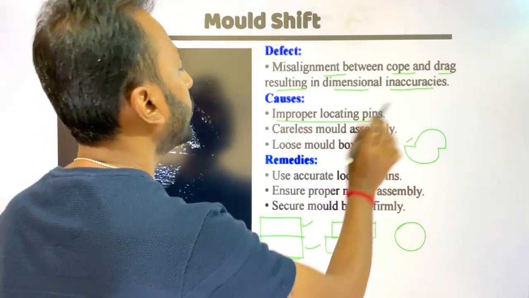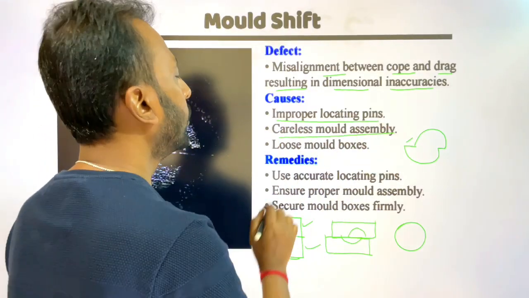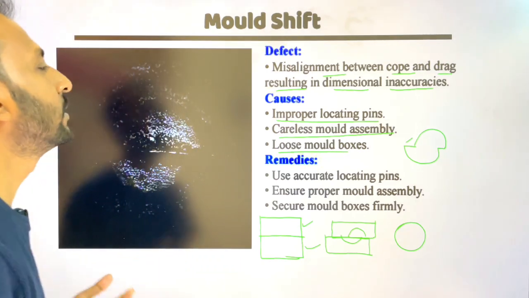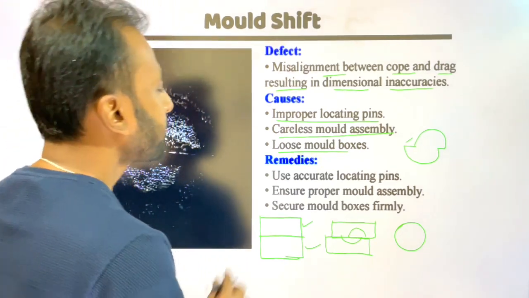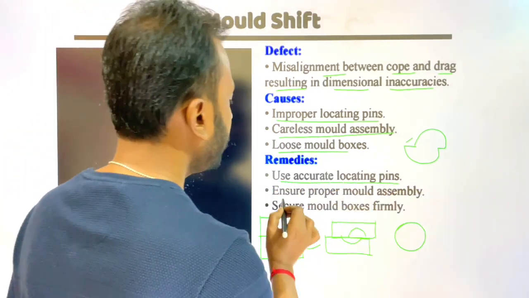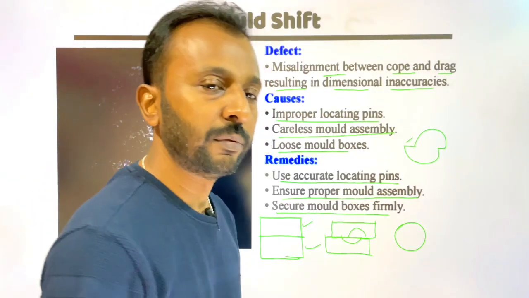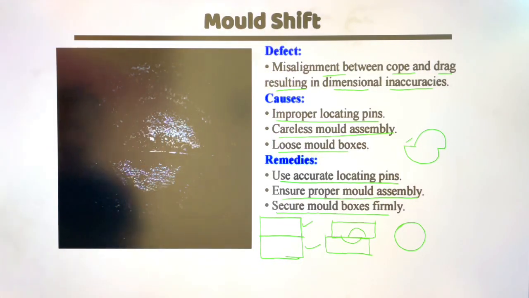Improper locating pins, careless mold assembly, and loose mold boxes are the main causes of this mold shift. So what are the remedies? Use accurate locating pins, ensure proper mold assembly, and secure mold boxes firmly. So these are the remedies.